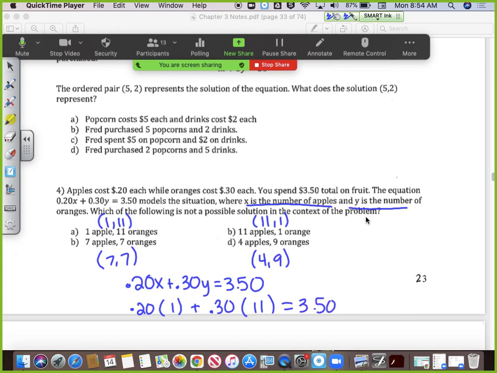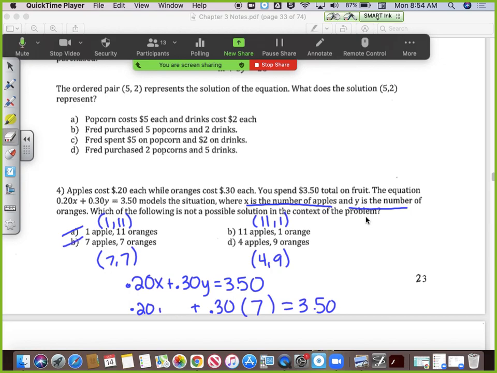Well, 0.20 times 1 is obviously 0.20, plus 0.30 times 11 is 3.50. The first one works. We're looking for which of the following is not a possible solution. So it's actually not going to be A because A does work. Let's try B. I'm just basically changing these into 7s. So 0.20 times 7 plus 0.30 times 7, that's also equal to 3.50, so it's not B.